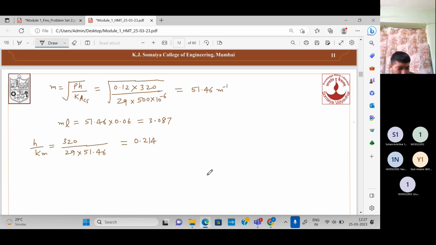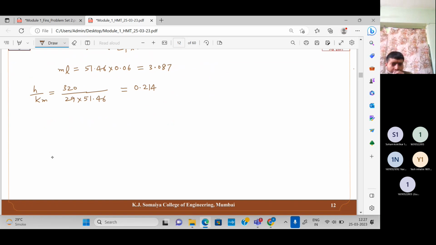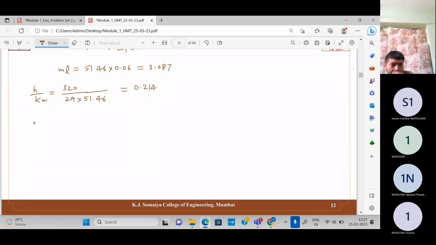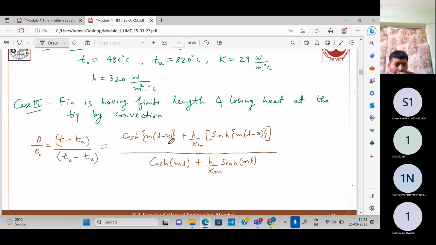Now we have to find the temperature at the mid plane. So x will be equal to L by 2. Now let's put all the values in the expression. So T at x is equal to L by 2 minus TA divided by T naught minus TA, and it is equal to cosh. Now put the value here, x is equal to L by 2, so L minus L by 2 is L by 2. So this will be cosh mL by 2, and here also sinh mL by 2.